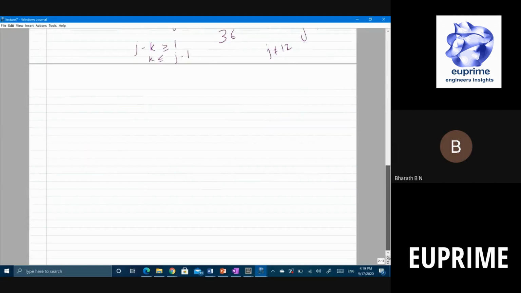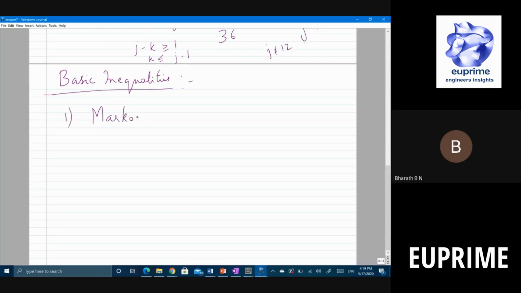Okay, let's move on. So now in today's class we will look at some basic inequalities. I used to teach this post midsem, after several classes, but this time I thought I'll go more into Markov and so on. So let's start with the basic inequality. The first inequality that we will look at is what is known as Markov inequality. Can somebody tell me what is Markov inequality? Any idea?